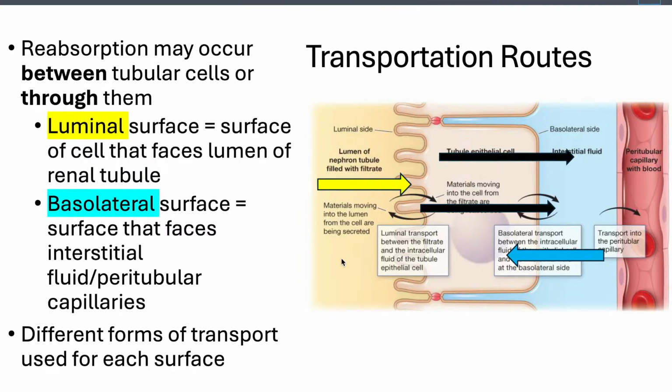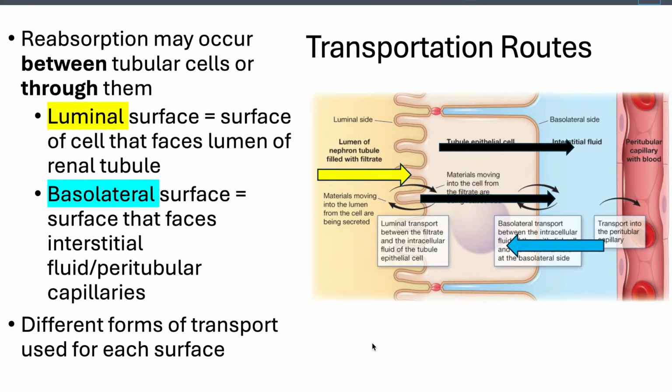So the luminal surface of the cell faces the lumen of the renal tubules. Here we have the lumen of the nephron on this side, and we have a capillary on this side. So the basolateral surface would be like interstitial fluid. It's the side of the tubular epithelial cell that isn't facing the lumen, it's facing the outside, it's facing the interstitial fluid. That's the basolateral.